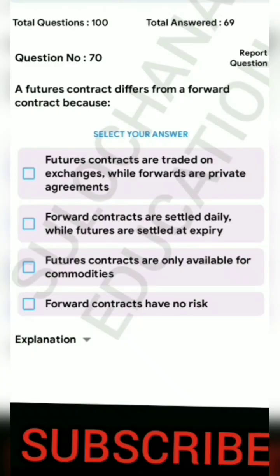A futures contract differs from a forward contract because, options are A, futures contracts are traded on exchanges while forward are private agreements, B, forward contracts are settled daily while futures are settled at expiry, C, future contracts are only available for commodities, D, forward contracts have no risk.